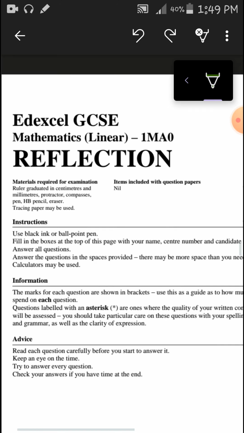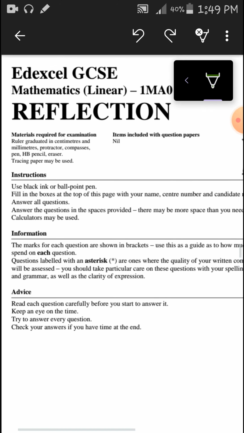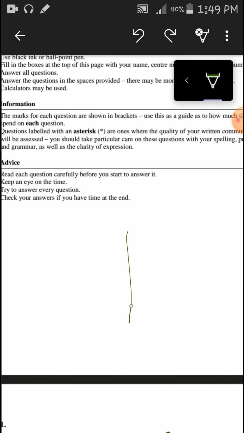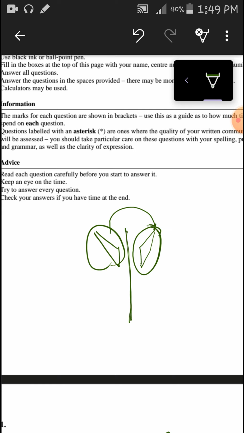The same idea here. Now reflection. Reflection: if you have a mirror and you have anything here, the image should be the same on the other side and reflected. It should be congruent to this. It means they are identical.